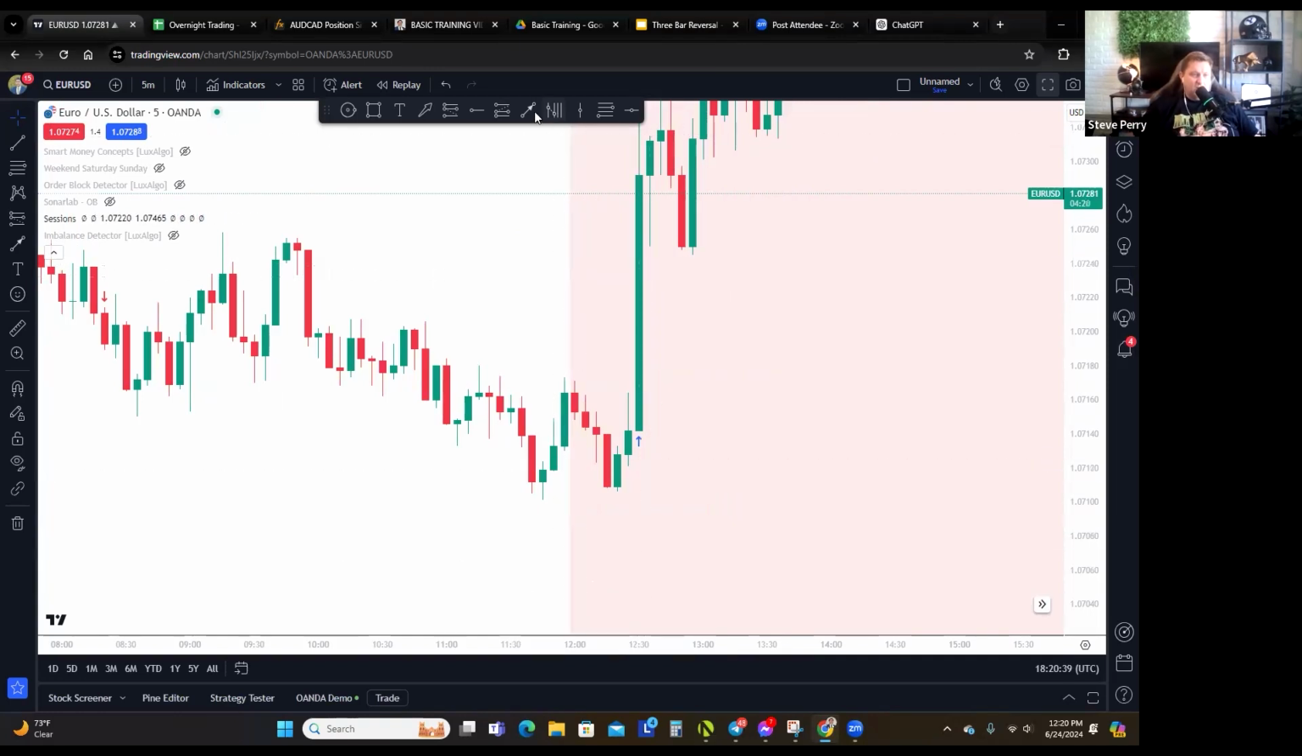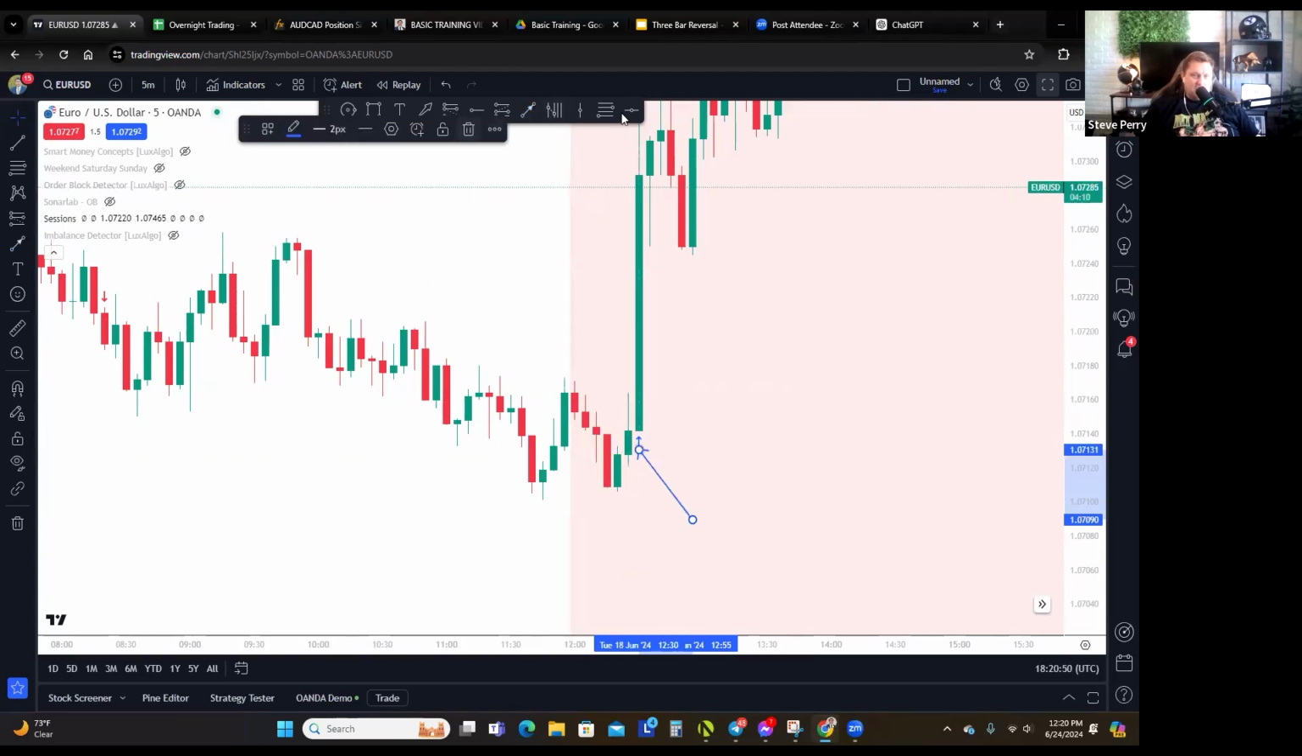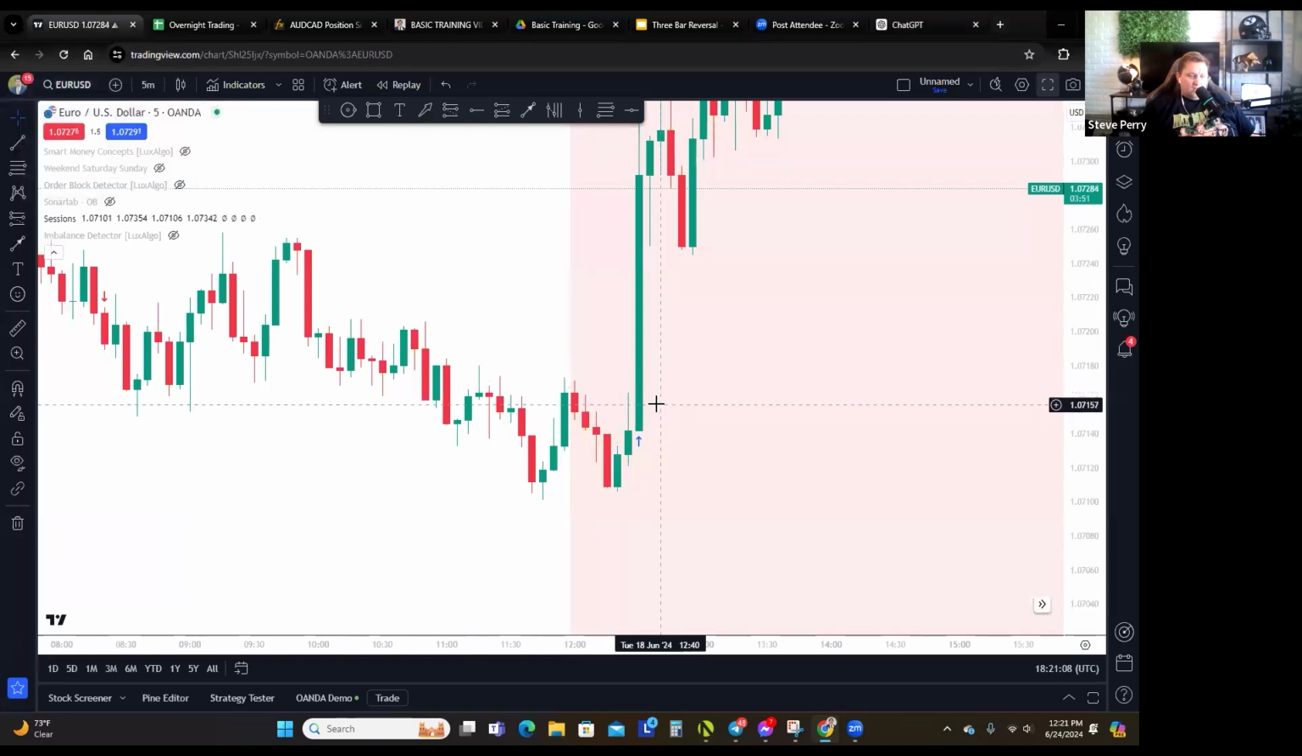This doesn't really, I mean, according to the AI, this would count right here. I don't like this though. It's just personally not one I would trade. Because what the AI said when we did that ChatGPT thing, just says so long as that third candle engulfs above bar one, it works. So if you follow the AI's version of the 3 bar reversal, this would work just fine.